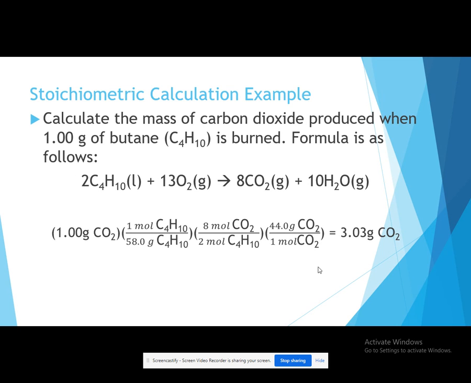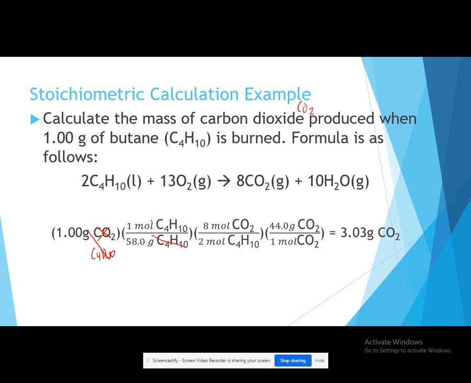Here is another problem that you could easily do. If I wanted to find the mass of carbon dioxide, which is CO2, when 1 gram of butane, C4H10, is burned, my balanced chemical equation is such. I start with what I'm given, 1 gram of butane. This should actually say C4H10. If I want to go from grams, the first thing you have to do is switch it to moles. So I find the molar mass of butane down here, and then I know grams of butane is canceled.